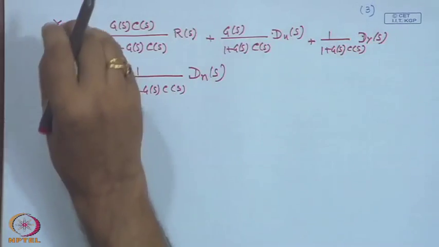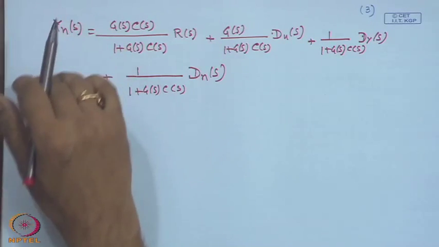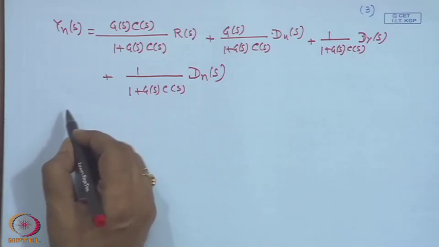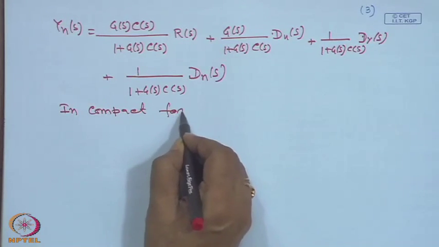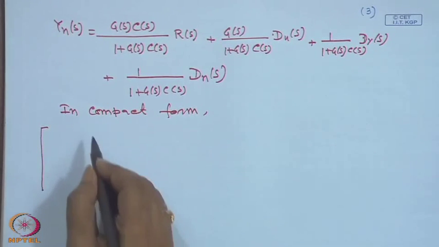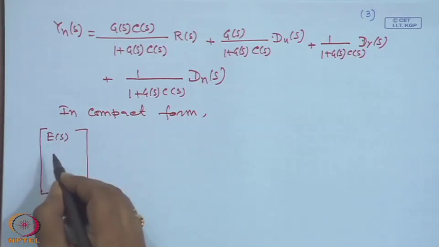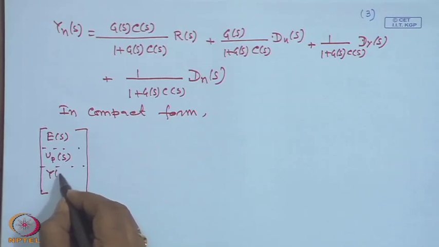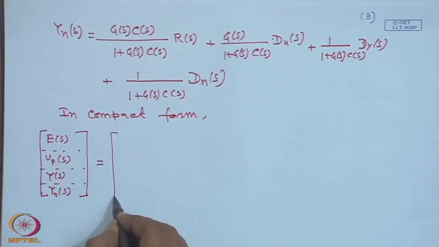So we have 4 inputs and 4 outputs. We got the 4 output expressions in terms of Laplace transform, due to the contribution of 4 inputs. So if you write it in compact form, that means in matrix and vector form, then on the right hand side we keep the output signals in Laplace transform: E(s), then U_P(s), then Y(s). This order we have kept. You can put it in any order, that does not matter. Accordingly, the transformation elements will change.